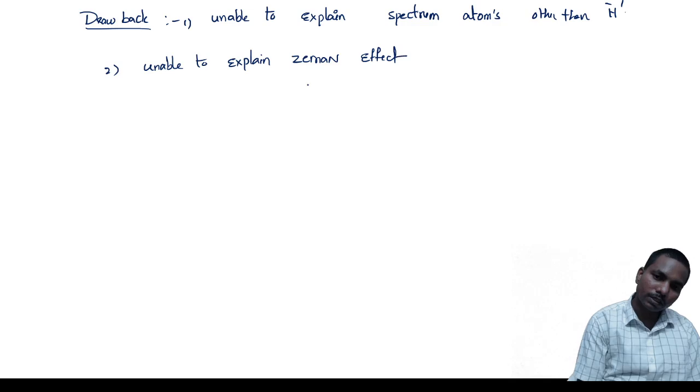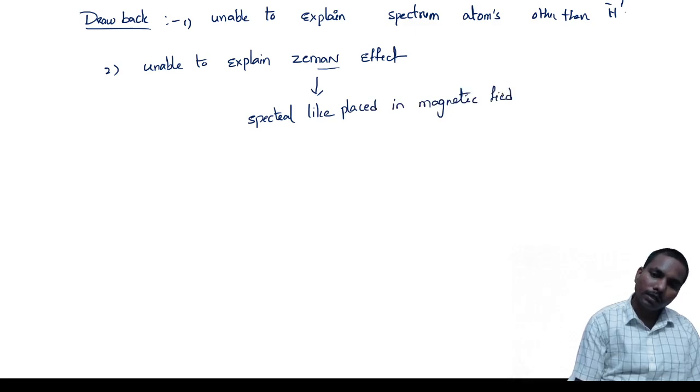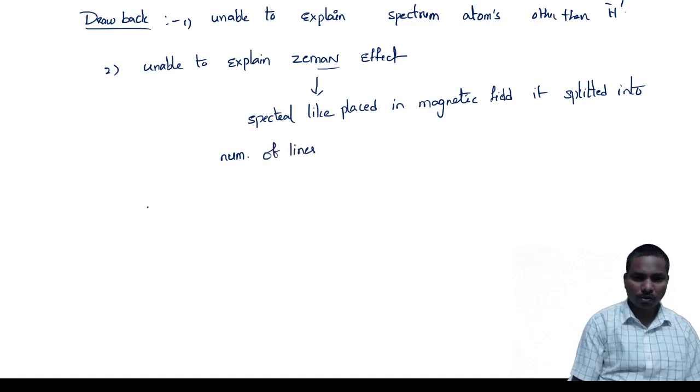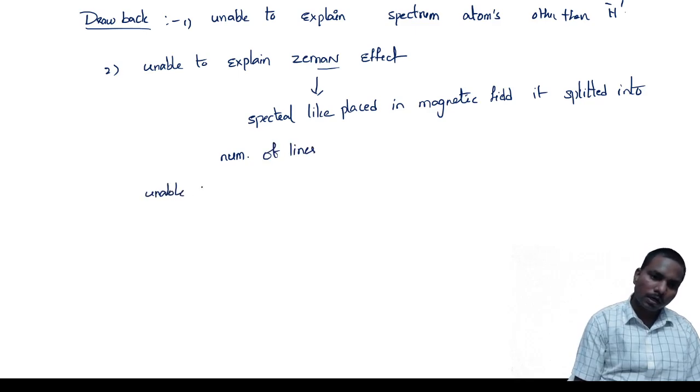What is this Zeeman effect? Magnetic field. Whenever a spectral line is placed in a magnetic field, it is split into a number of lines, that is nothing but the Zeeman effect. Okay, and it is also unable to explain the Stark effect.